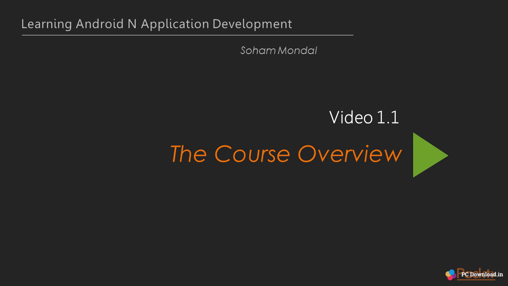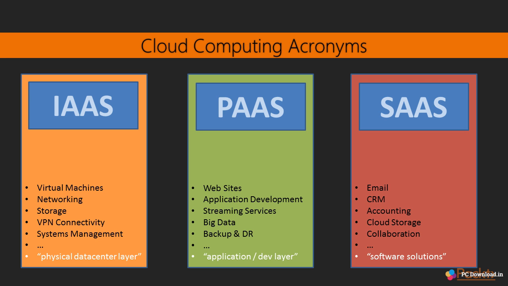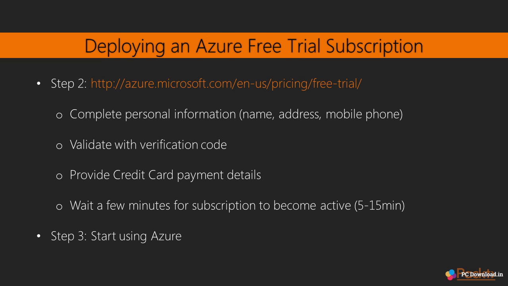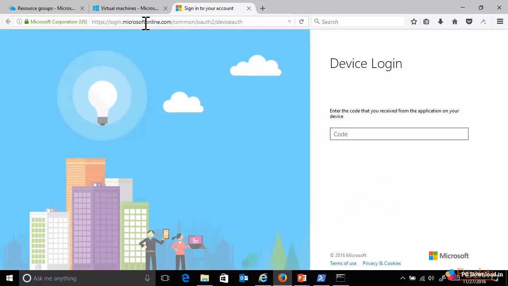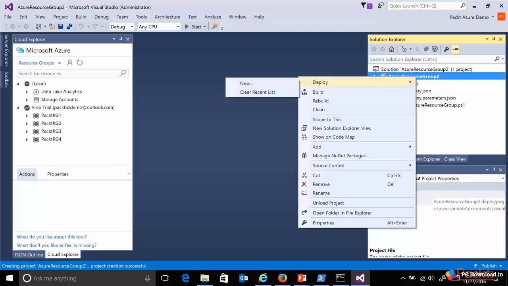So this course is all about learning Microsoft Azure. The course itself is split up in 11 different sections. We're going to start with section 1, explaining the basics of cloud computing and giving you an overall Azure overview. Then moving over to section 2, in which I'm introducing you to Azure subscriptions. In section 3, I'm talking about Microsoft Azure management portals, giving you the detailed view on the new Azure Resource Manager portal and the old one called the Azure Classic portal.